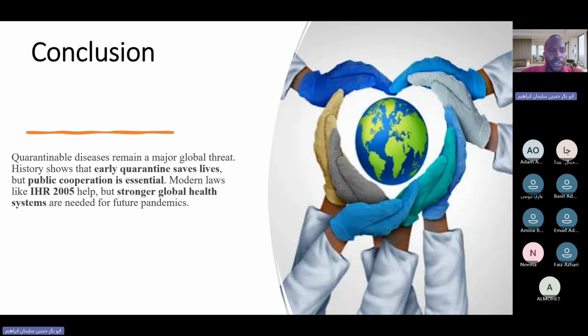Conclusion of this lecture: quarantinable diseases remain a major global threat. History shows early quarantine saves lives, but public cooperation is essential. Modern law like the International Health Regulations 2005 helps us, and it is very important. Stronger global health systems are needed for future pandemics. A strong global health system is very much needed, as you saw during COVID-19. Many countries, even European countries, struggled with the COVID-19 pandemic.